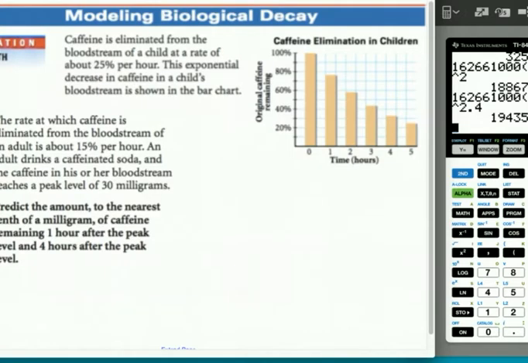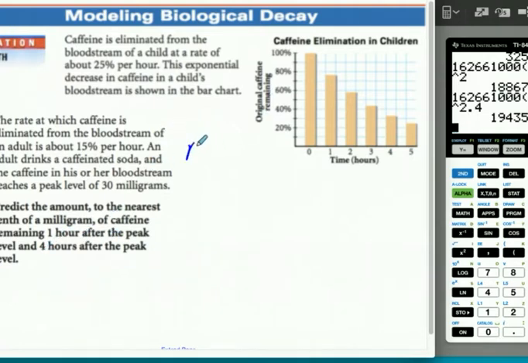Okay, so modeling biological decay. Caffeine is eliminated from the body of a child at a rate of about 25% per hour. The exponential decrease in caffeine in the child's bloodstream is shown in this chart. The rate at which caffeine is eliminated from the bloodstream in an adult is about 15% per hour. An adult drinks a caffeinated soda, and the caffeine in his or her bloodstream reaches a peak level of 30 milligrams. Predict the amount to the nearest tenth of a milligram of caffeine remaining 1 hour after the peak level and 4 hours after the peak level.